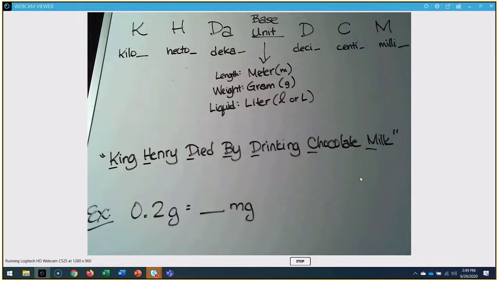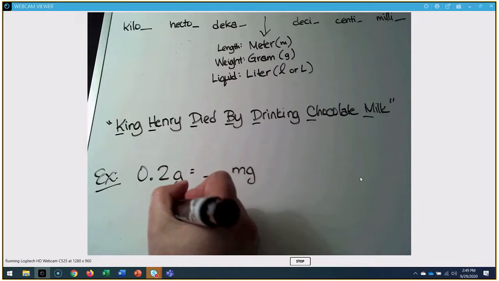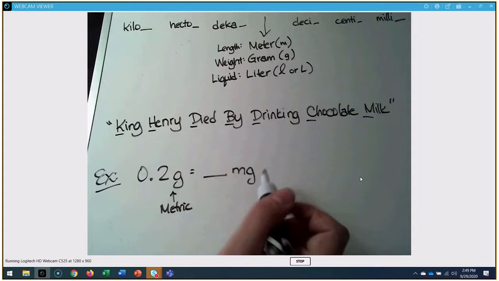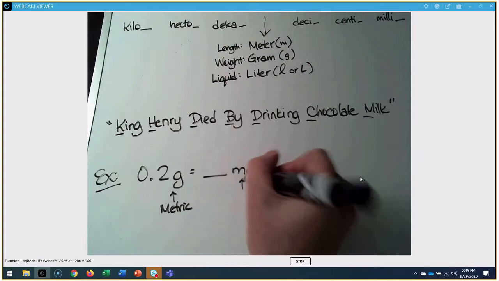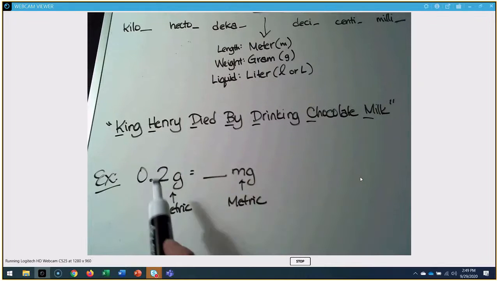Okay, so you're starting with 0.2 grams, and they're asking you to change it to milligrams. Grams and milligrams both have that same root word at the end. That's how you know you can do this method. If you have gram in each of these, that means they're both metric. You're measuring weight. So we're going to start at the gram on the prefix line.